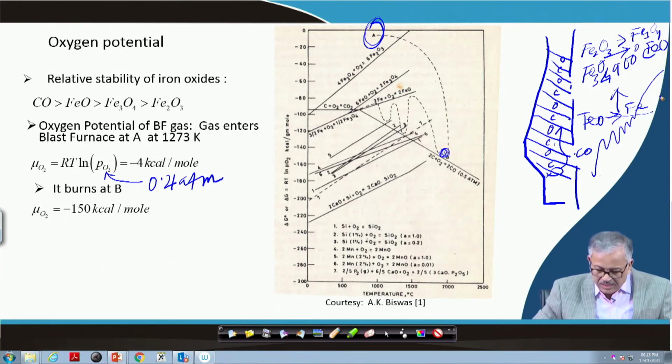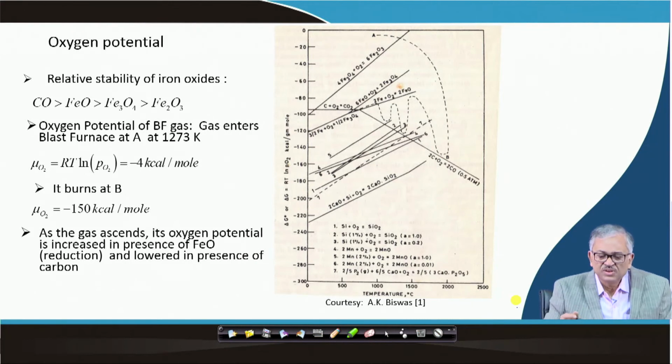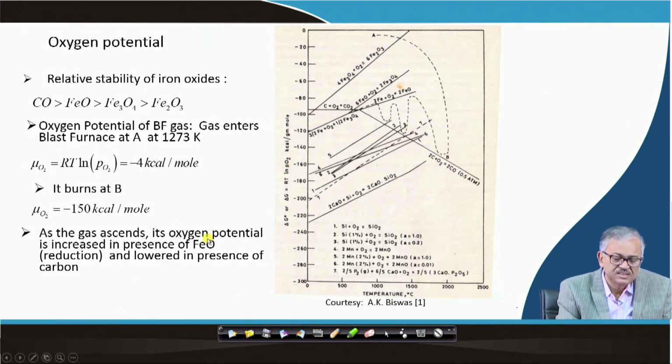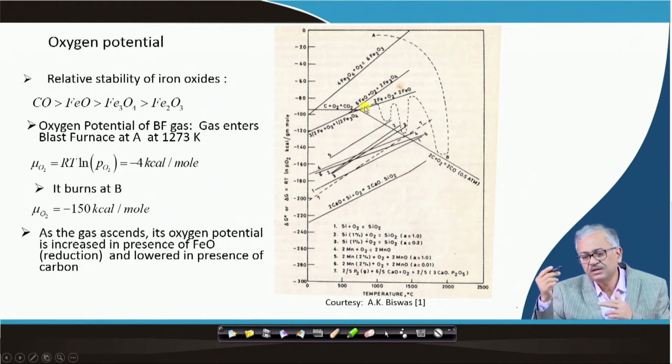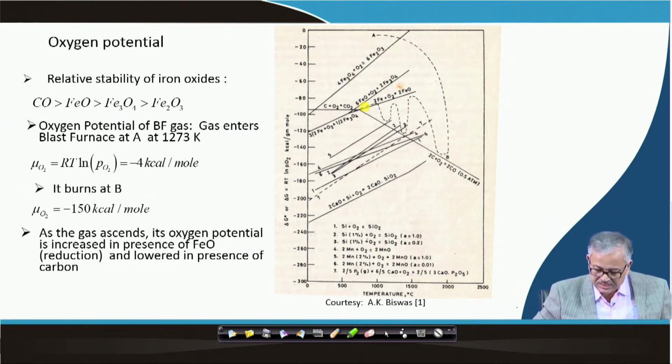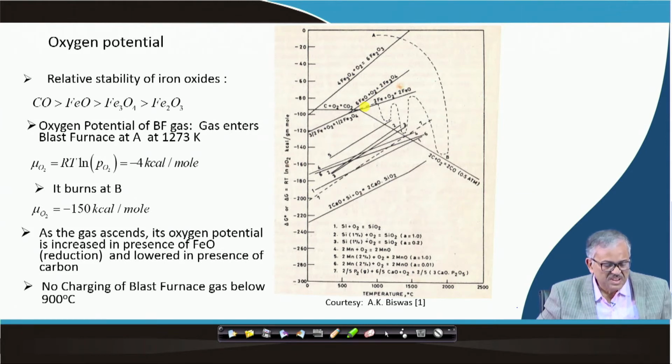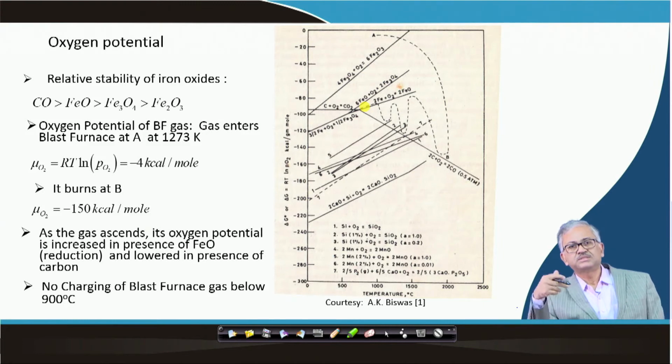So, that is why this is the thing, and here you can find as the gas ascends, its oxygen potential is increased in presence of Fe2O3 and decreased like this. So, gas gets charged and discharged, okay, up to 900, and beyond 900 this oxidation potential increases, as I said. Okay. So, no charging of blast furnace gas below 900 degrees centigrade. Charging means its reduction potential never further increases, because below 900 degrees centigrade there is no in situ CO generation.